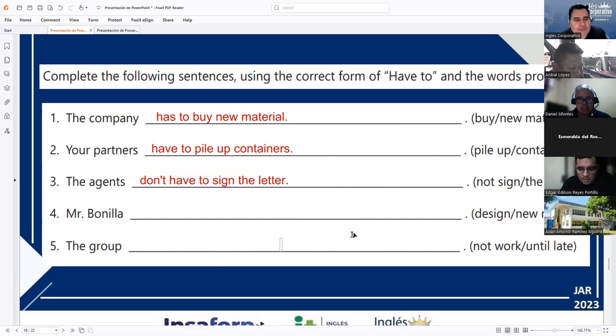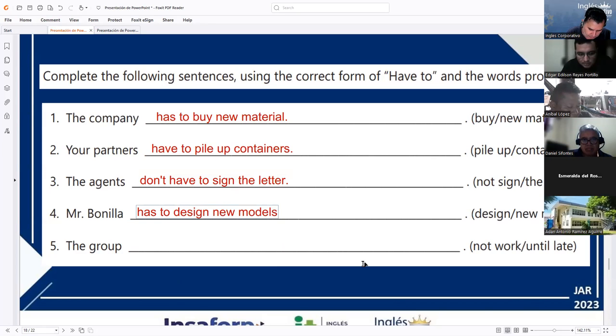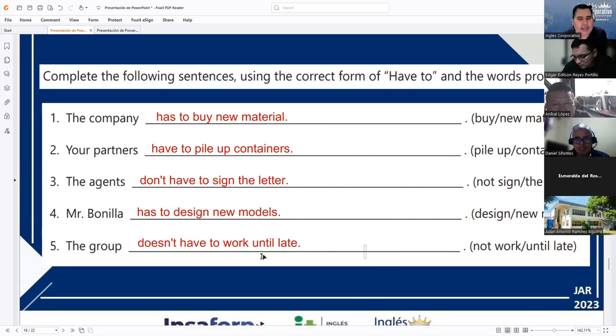Mr. Bonilla has to design new models. Design models. Has to design. Excellent. Mr. Bonilla has to design new models. The group? The group doesn't have to work until late. Teacher, what is until late? Until is hasta. Hasta tarde, until late. The group doesn't have to work until late.